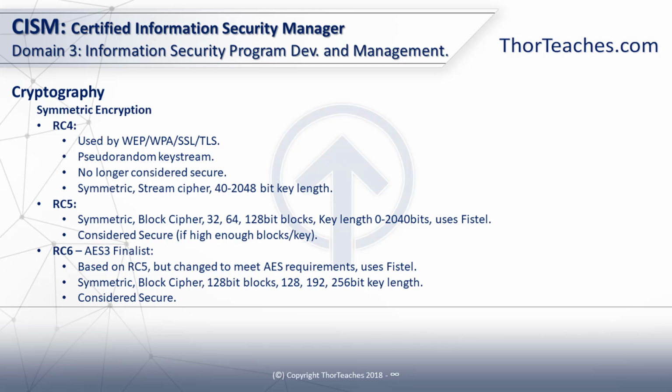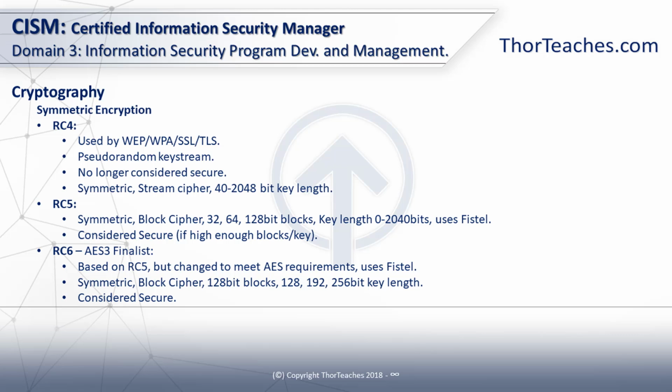bits and 2048. RC5 is a symmetric block cipher, and it can either use 32, 64, or 128-bit blocks, and key length from 0 to 2040 bits. It uses the Feistel cipher. It's still considered secure if we use high enough blocks and key lengths.